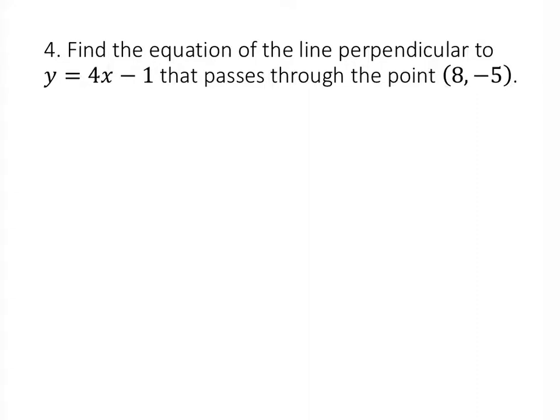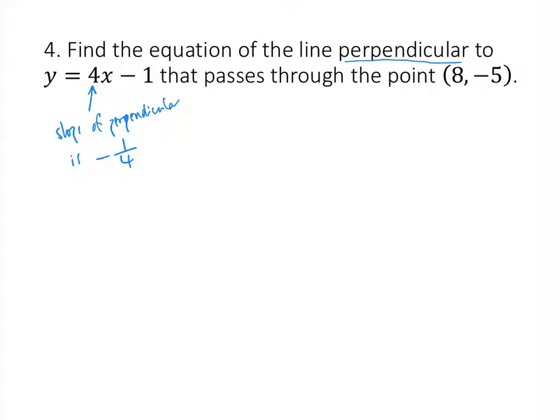This time we want to find the equation of a line perpendicular to y equals 4x minus 1, and it passes through the point 8, -5. So what does it mean for the line to be perpendicular? Well, that means that if we take the slope of this given line, the slope that we want, the slope of the perpendicular line, is the negative reciprocal, -1 divided by 4.